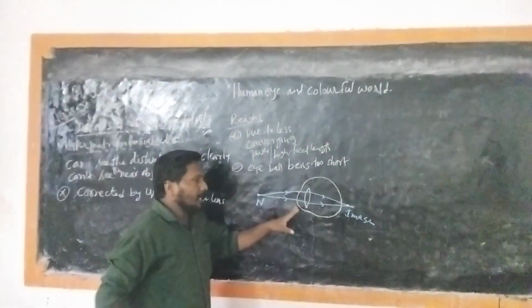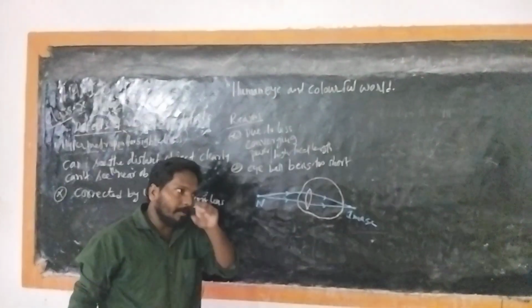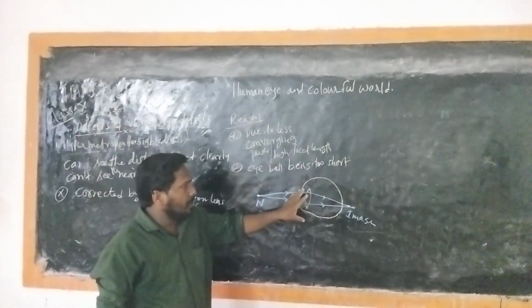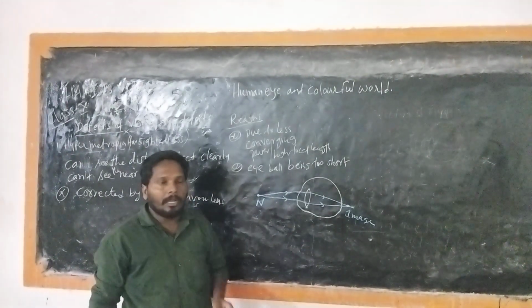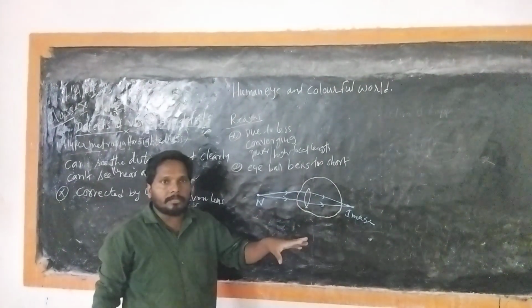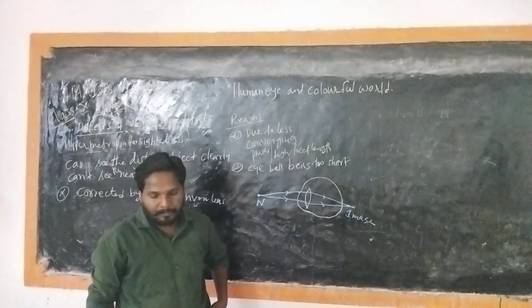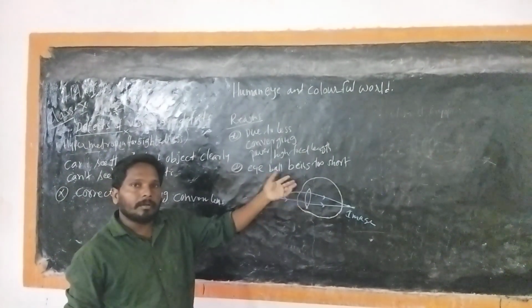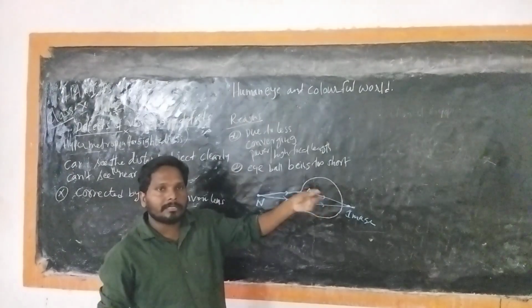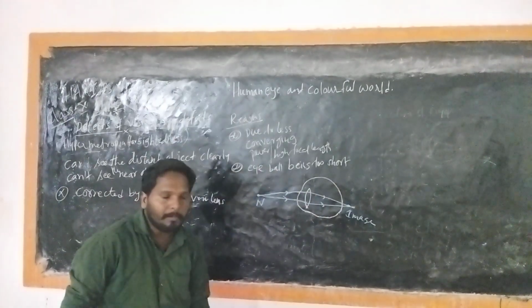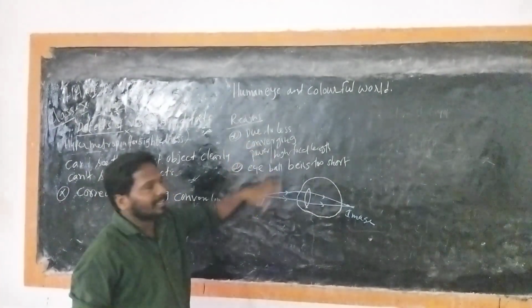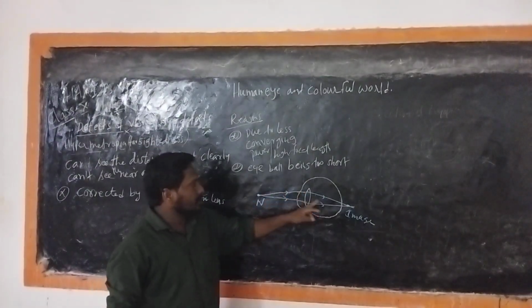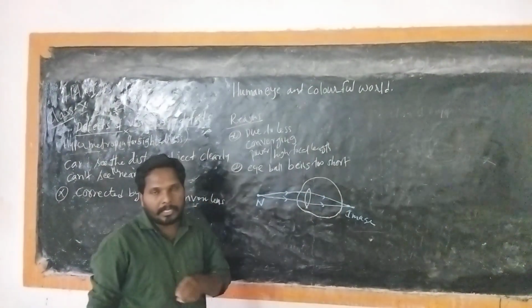This happens because the ciliary muscles become weak and unable to make the eye lens thicker, so it cannot provide more converging power. Due to the less converging power, or the eyeball being too short, the image is formed behind the retina.